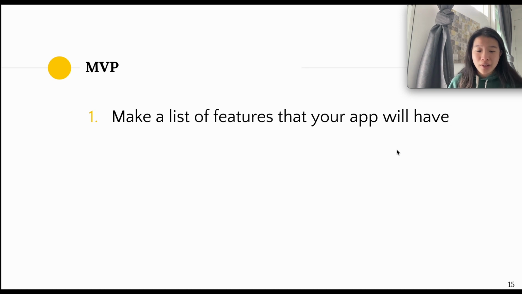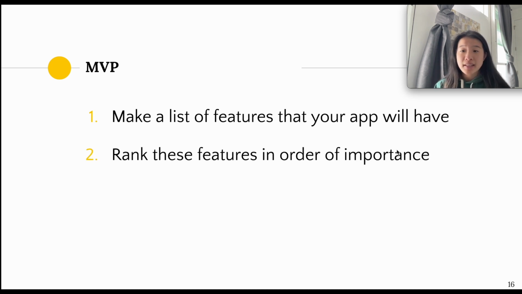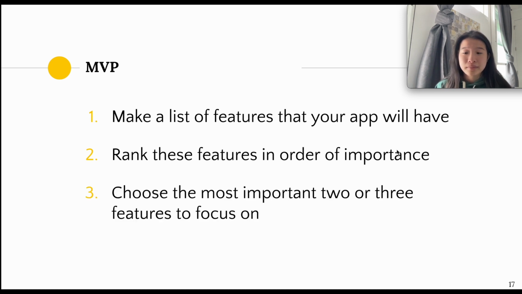Okay, now we're going to apply this to your Technovation app. So first, let's make an MVP. So list some features that your app will have. Next, rank these features in order of importance. Most important at the top, down to least important at the bottom. Lastly, choose the most important 2 to 3 features to focus on for now. You can always cycle back and start adding in more features later.